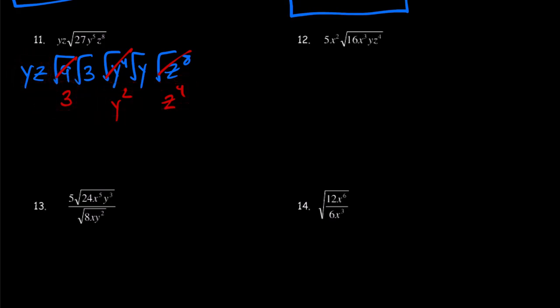All right, so let's see here. I have a 3. I have a y times a y squared, so that's going to give me y cubed. And then I have a z times a z to the 4th, so that's going to be z to the 5th. Now, underneath the radical, I have a 3 and a y, and that's it. So that would be 3y.